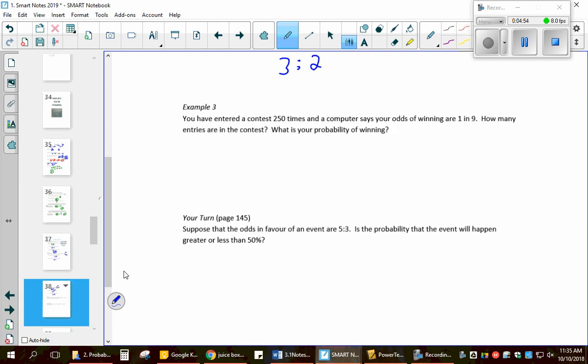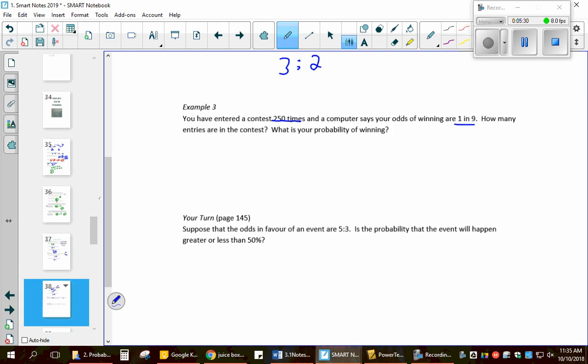All right, this question's kind of worded a little funny, but we'll kind of make it into our own here. It says you've entered a contest 250 times. And the computer says your odds of winning are 1 in 9. I should have said 1 to 9 if it was odds. 1 in 9 would be probability, so that should have been 1 to 9. How many entries are in the contest? So really what they're saying is, if I played this many times, how many times should I win? It's worded really funny, but that's how we're gonna interpret this.